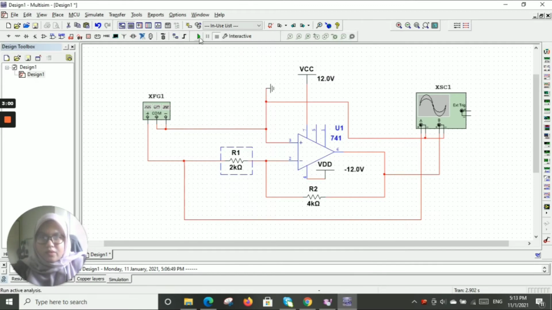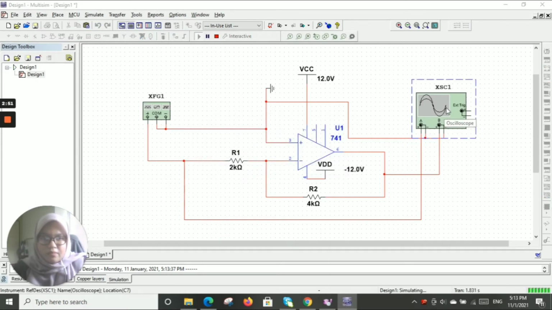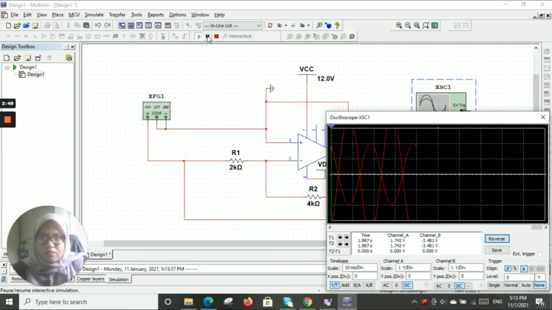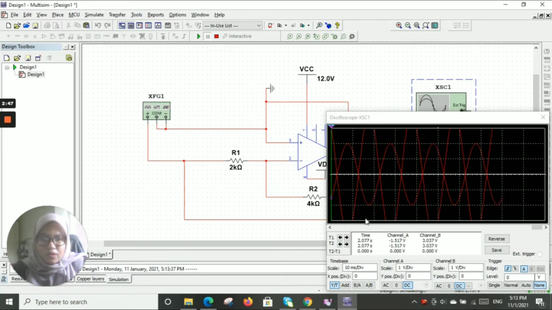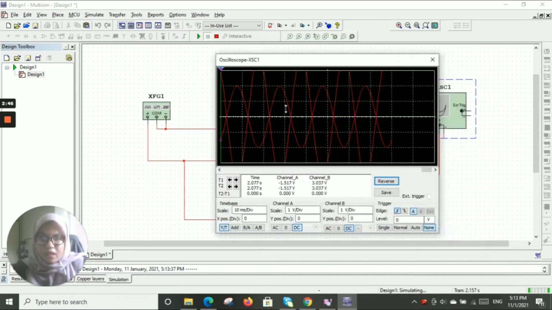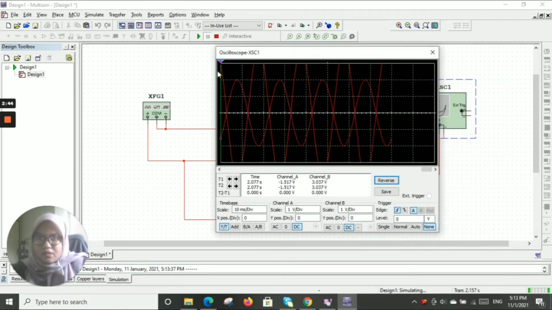Now we're going to run and see the graph produced by the inverting amplifier. I'm going to pause a bit. These are the graphs produced, the waves that will be further explained by my group members.